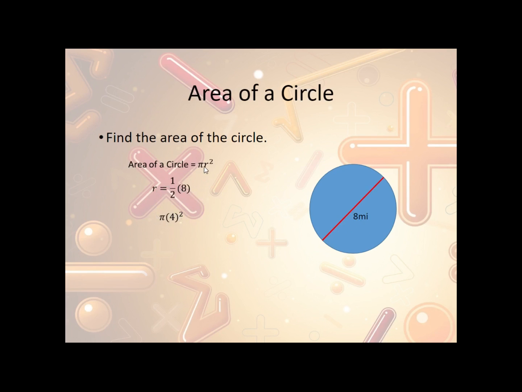So then we plug that in. So pi times 4 squared. And then 4 squared is 16. So we get 16 pi as our answer. Again, don't forget your units. So we need to check it's miles, and it is area, so it becomes miles squared. So it's 16 pi miles squared.